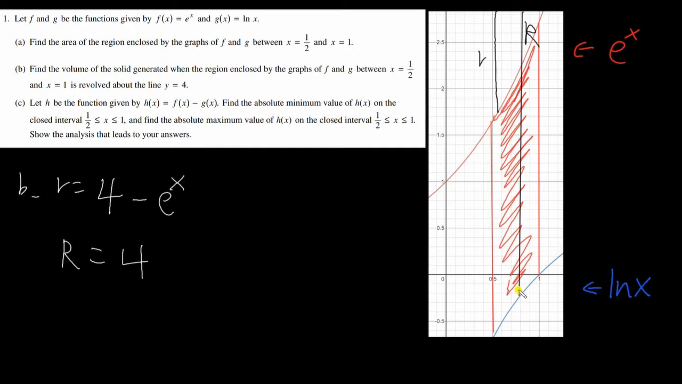And then since natural log is negative for x values that are less than 1, the natural log is negative from 0.5 to 1. So since we want this to be greater than 4, we're going to subtract the natural log of x, because it's going to be 4 minus a negative number, so it's going to make this bigger than 4.